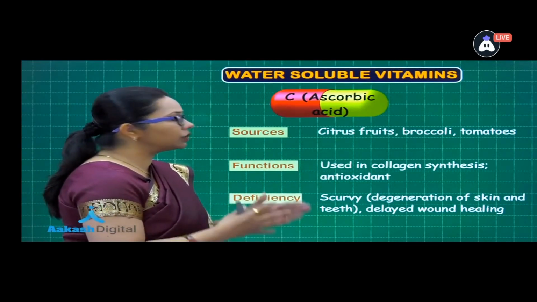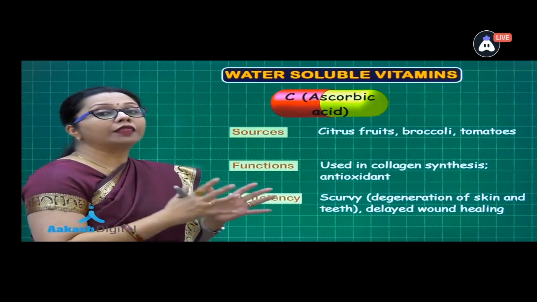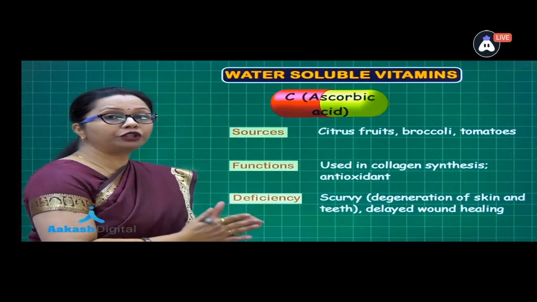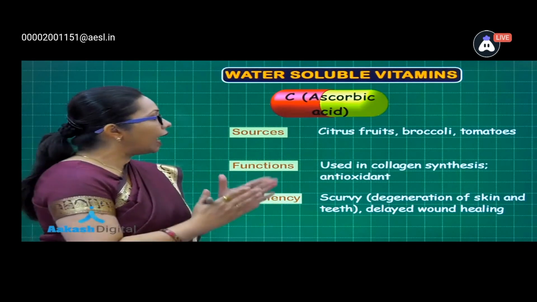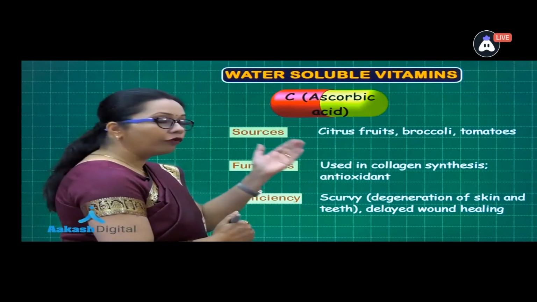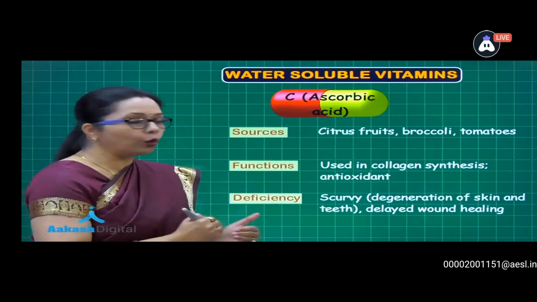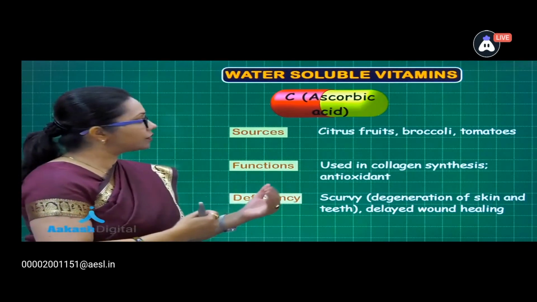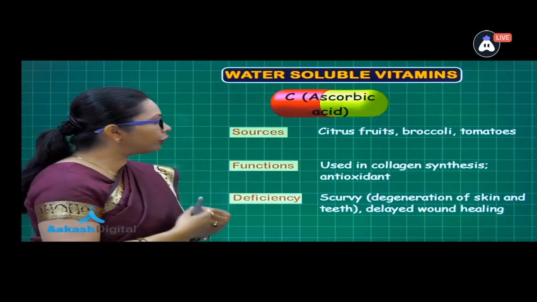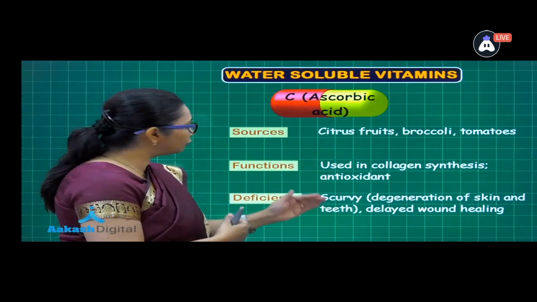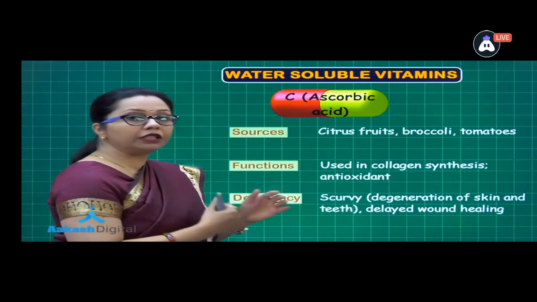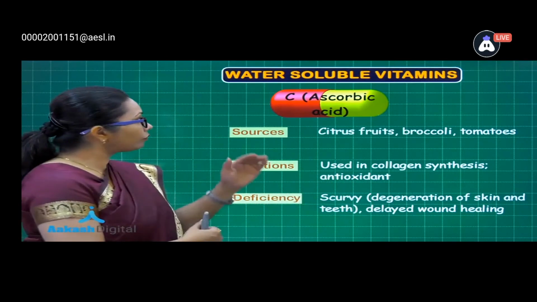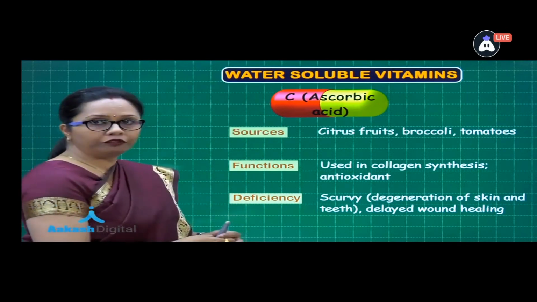And in collagen synthesis, if you remember, there is an enzyme that is prolyl hydroxylase, which is required for the formation of hydroxyproline. And for that enzyme, ascorbic acid is the coenzyme. And its deficiency leads to scurvy, where there is loosening of the teeth and bleeding from the gums, and it is important for immunity as well. So if there is deficiency of vitamin C, there will be delayed wound healing. So these were the water soluble vitamins.